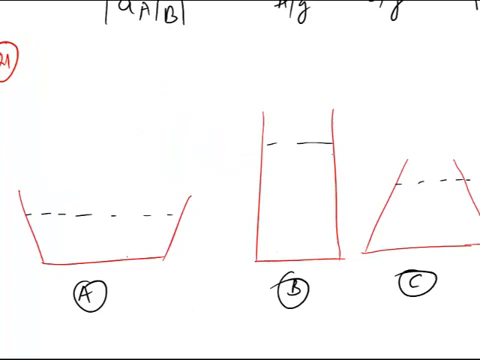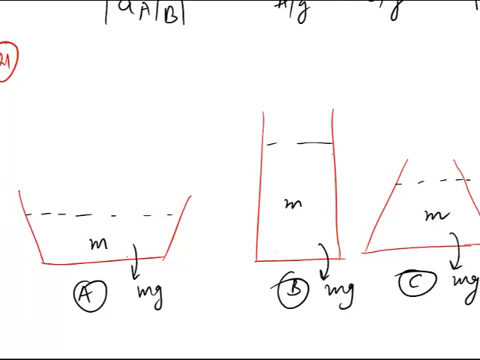Question number 21 gives us 3 different vessels of the same base area, and equal volumes of the same liquid are poured into these 3 vessels. So they are equal volumes and the same density, that means the same mass of liquid is present in these 3. Now what is the force on the base of those vessels? As you can see, here the force will be mg, here also the force will be mg, and here the force will also be mg.